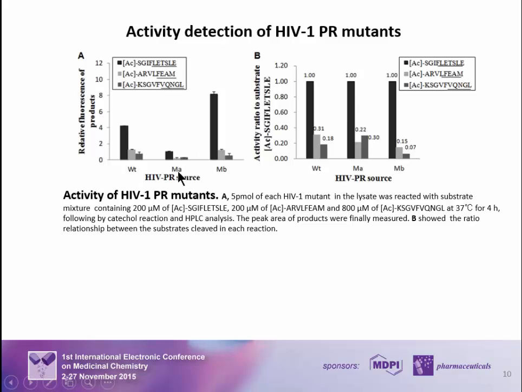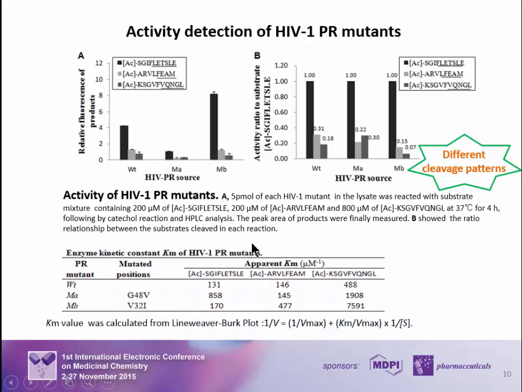We can see this assay can detect the activity of HIV protease mutants, and also can show their different cleavage patterns on these 3 substrates. The Km value measured by this assay shows that the mutation leads to different affinity of HIV protease to these 3 substrates. So obviously, this HPLC-based fluorometric assay can also detect and distinguish the activity of HIV protease mutants.